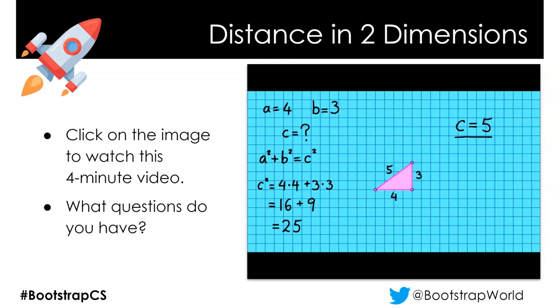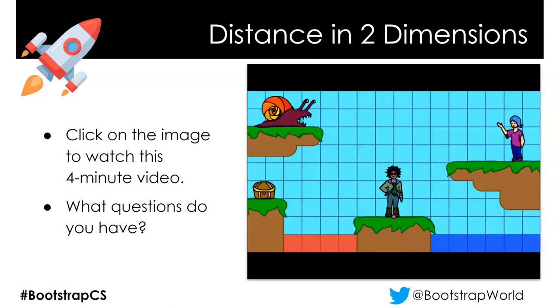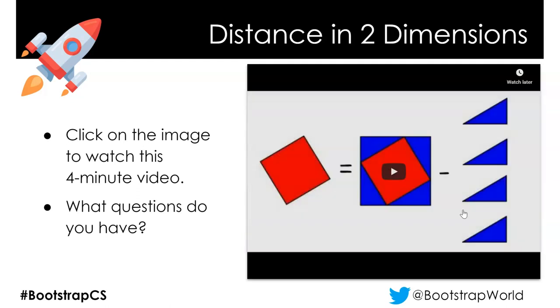What if you're not starting at the origin, though? What if you're trying to find the distance between two random points on the plane? Let's call them x1, y1, and x2, y2, perhaps. How can you use the Pythagorean theorem to find that distance? See if you can figure it out.